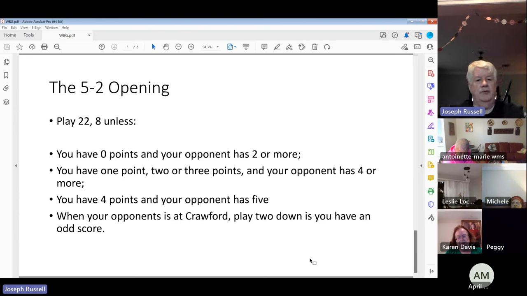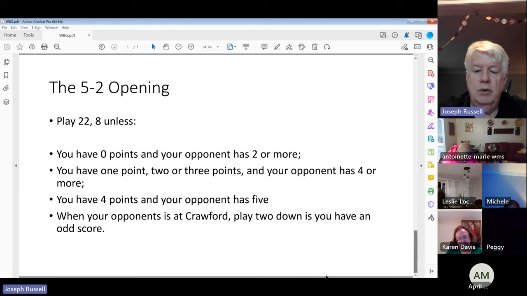So this is again very few things to remember. If you have zero, always play 22 and 8 unless you're trailing by two or more. You have 1, 2, or 3 points, and your opponent has 4 or 5. So that's two axioms that cover most of my scores: 0, 1, 2, and 3. That's 4 of my scores. When I have 4 points and my opponent has 5, I also come down. And I always remember when my opponent is at Crawford, play 2 down. Anytime you have an odd score and you need a gammon, 2 down when you need a gammon. So let's go look at that.